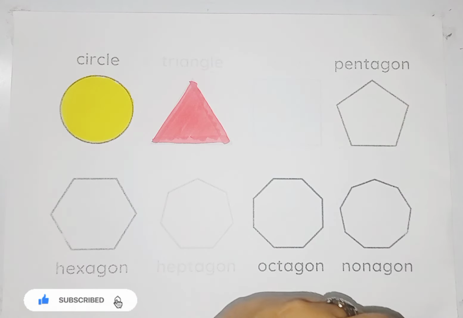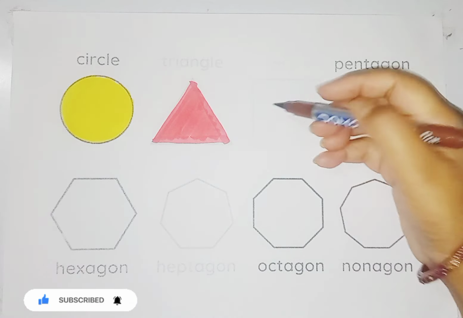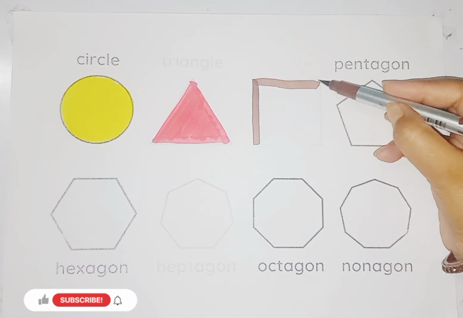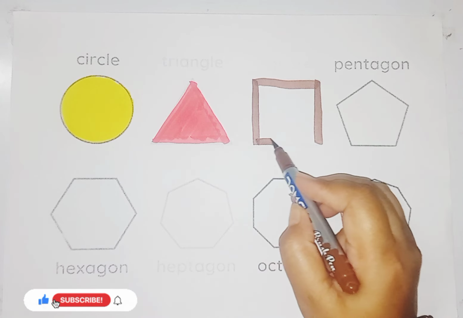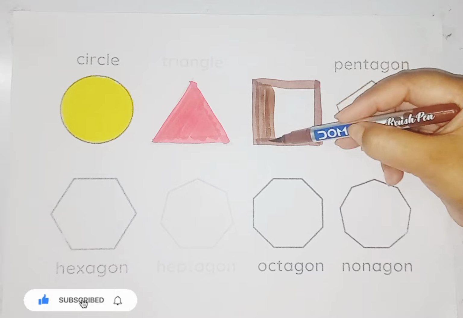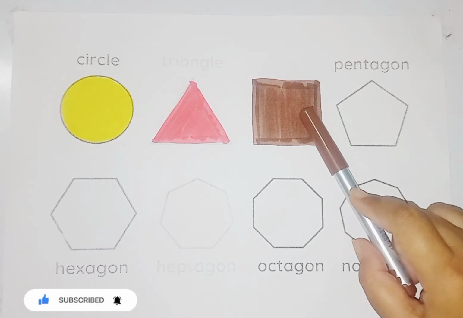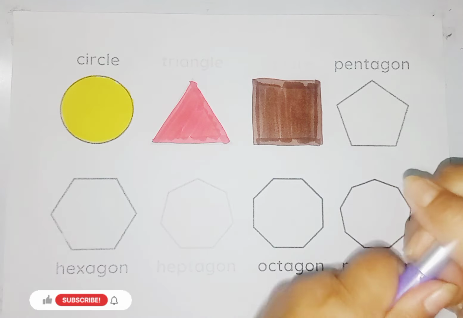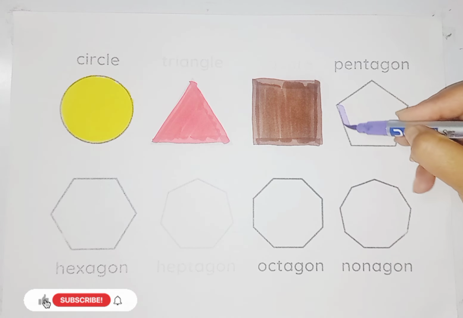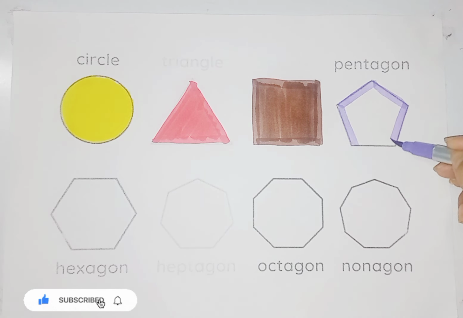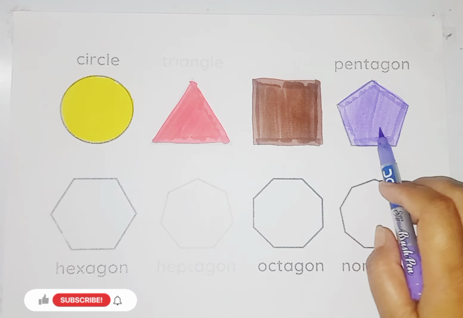Triangle. Brown color. Square. Square has four sides and all sides are equal. Square. Purple color. Pentagon. Pentagon has five sides. Pentagon.